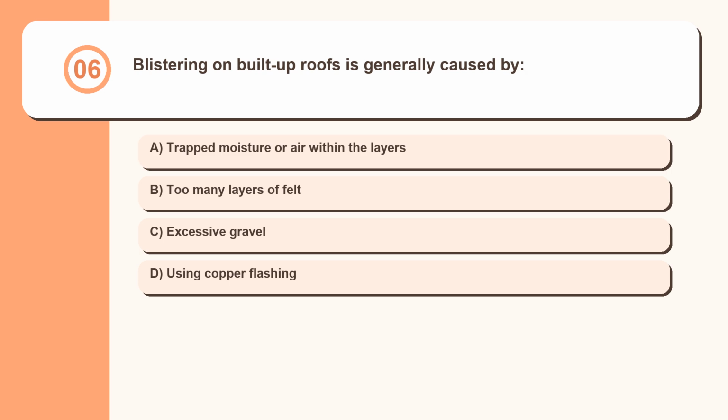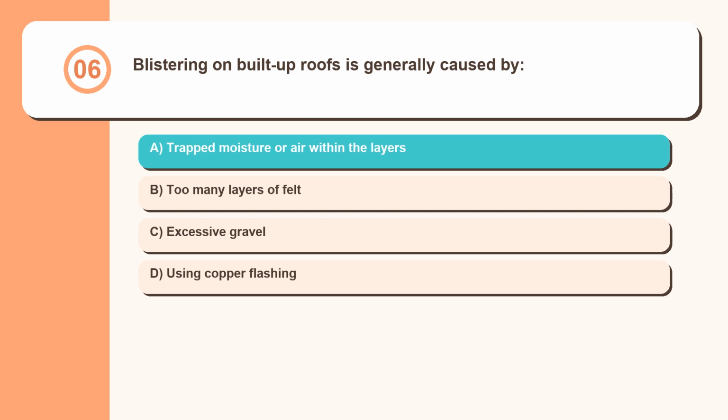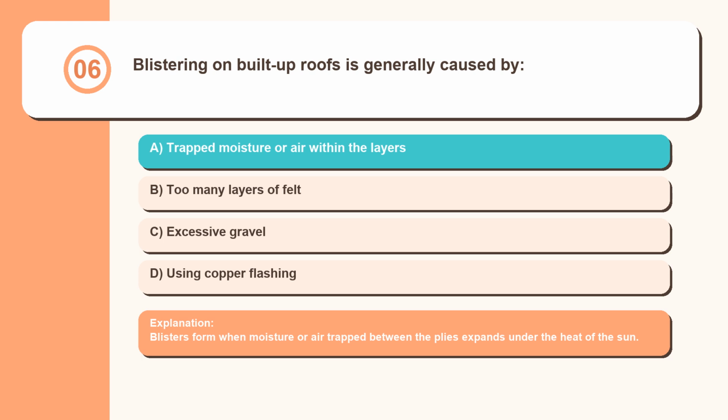Question 6. Blistering on built-up roofs is generally caused by trapped moisture or air within the layers, too many layers of felt, excessive gravel, using copper flashing. Blisters form when moisture or air trapped between the plies expands under the heat of the sun.